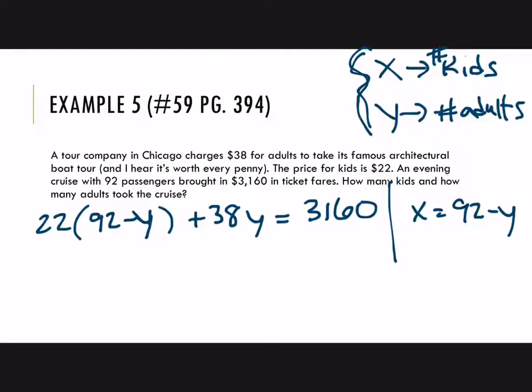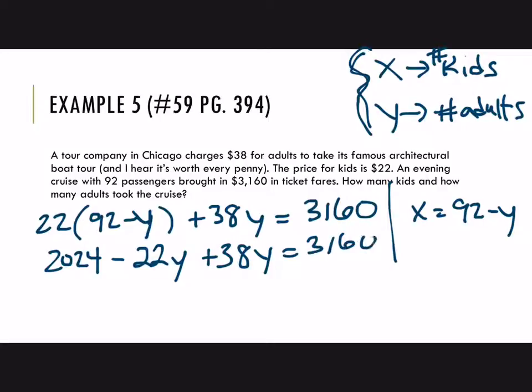So let's see, 22 times 92 is 2,024, minus 22 times y, plus 38y equals 3,160. I can combine the y's. So negative 22y plus 38y is 16y. Okay, and then I can start solving. So that's as simplified as it gets.